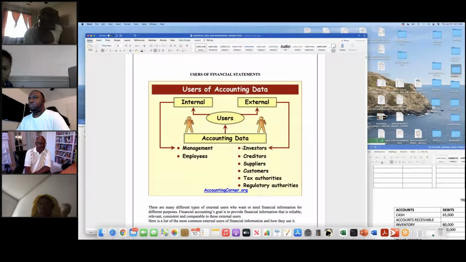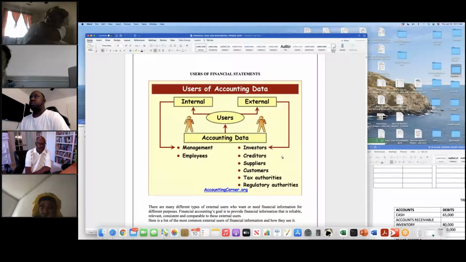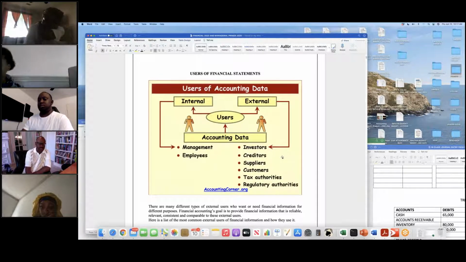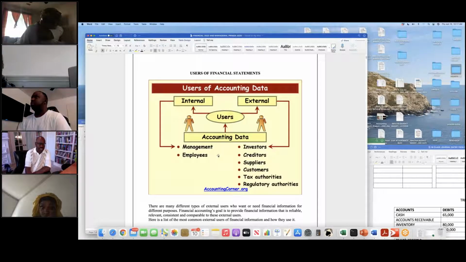The users of financial statements: investors, creditors, employees. So everybody, there are a significant number of people, and you all are included in terms of people who would use financial data. Because even if you're an employee, you need to make sure that the finances in that company are good.